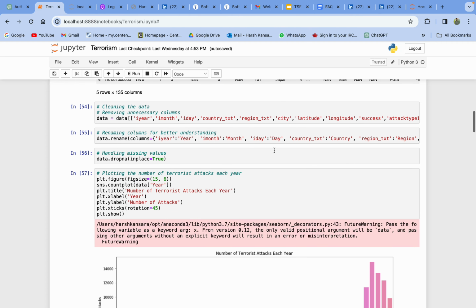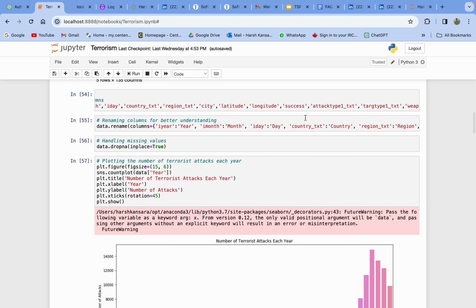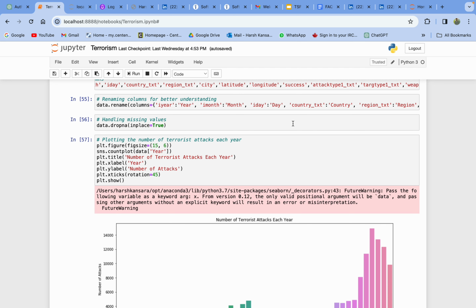Now here we are performing some cleaning and removing of the data and the columns which are not necessary. We will remove those columns, so we will be left with some of the columns. After that we are renaming the columns for better understanding, and we will handle missing values by using data dot drop now.